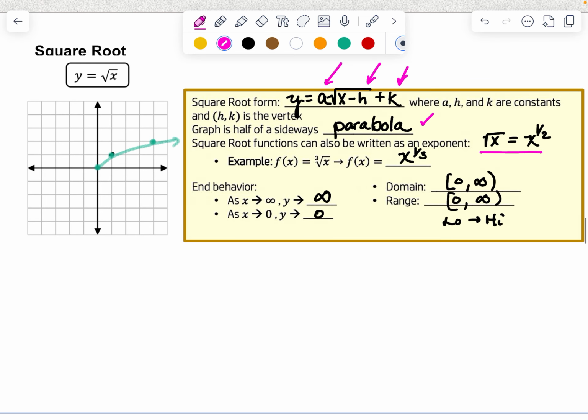So we have the square root where that little index is right there. It's a 2, and then there is x to the first power, so we can switch those in the order, and we have x to the 1/2 power is what we have. Okay, and then we have the end behavior.